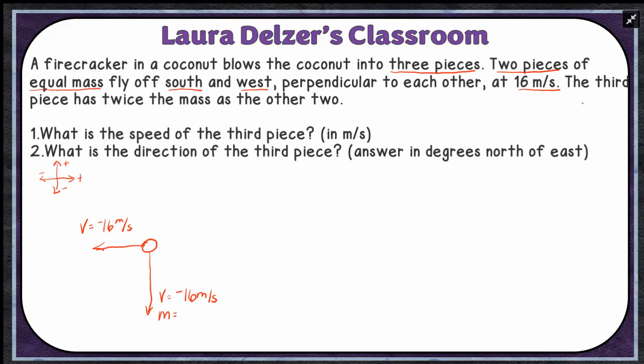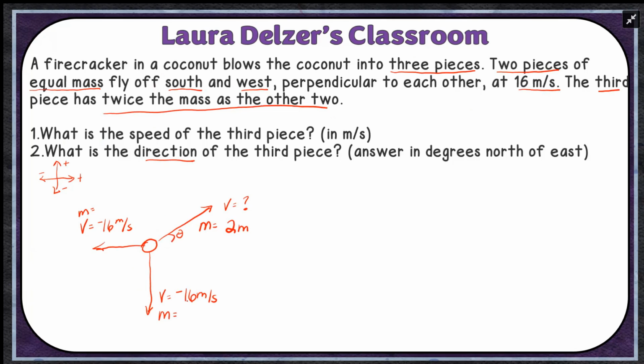And we do not know what this one's mass is. The third piece has twice the mass of the other two. So we're going to have something flying off at a trajectory, something like this. We do not know its velocity, but we do know its mass is 2 times the other two. So we've got to find the velocity, and we need to know the direction. So we need to know this theta here.